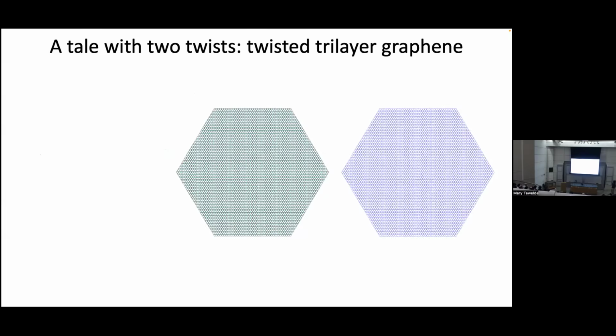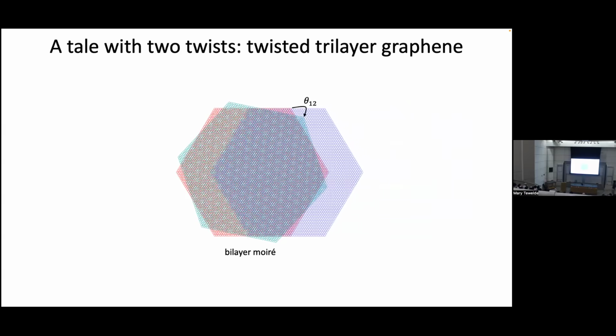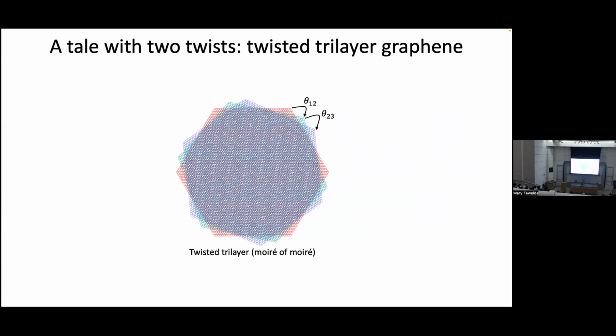All right, good. So what I've already shown you is this. We start with three layers. We've twisted two of them. This gives rise to a moiré pattern. But now that we've added the third layer, you can twist that as well. So there's an extra degree of freedom.